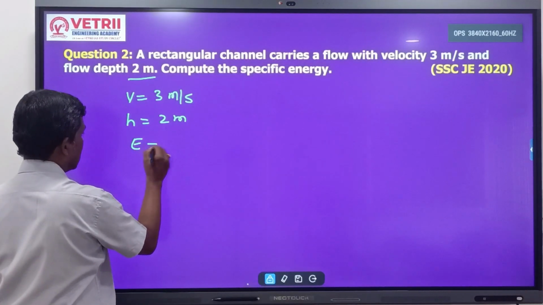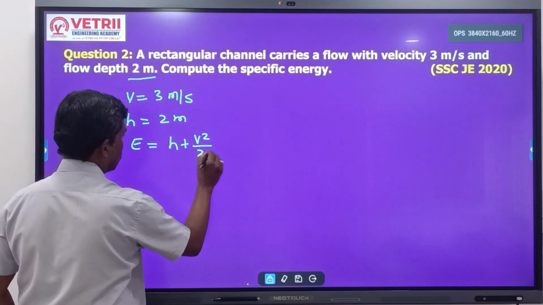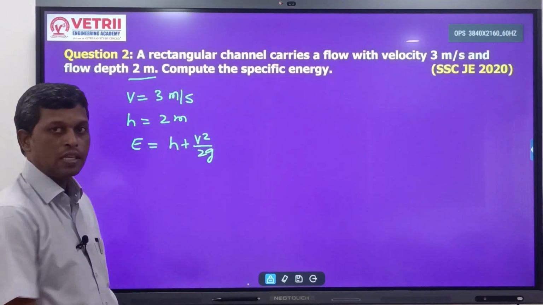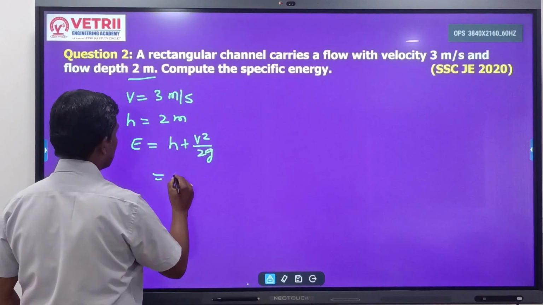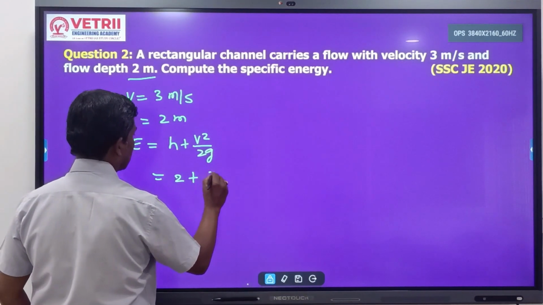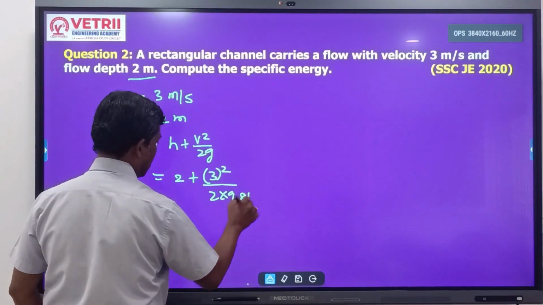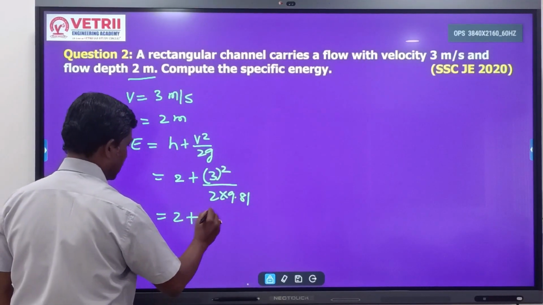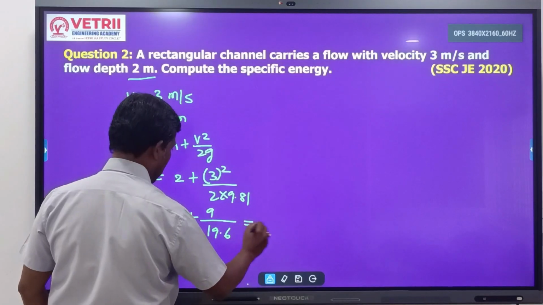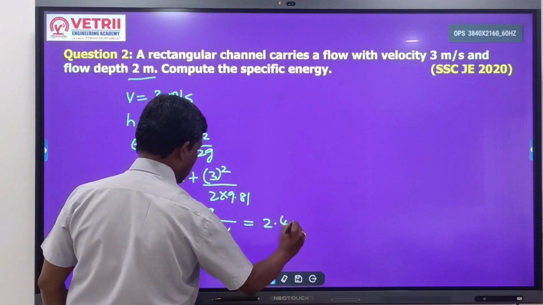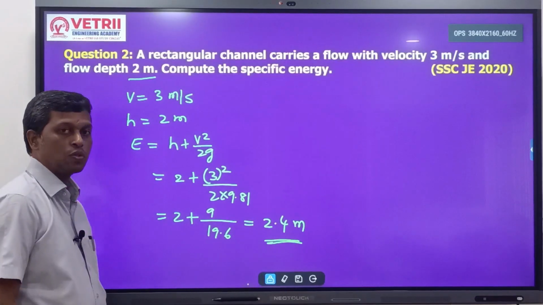Asking specific energy, direct formula: E is equal to H plus V square by 2g. Yes or no? E is equal to H plus V square by 2g. So this is nothing but directly substitute: 2 plus V square by 2 into 9.81. 2 plus 9 divided by 19.6, approximately this may come around 2.4 meters. Very simple problem, direct substitution.